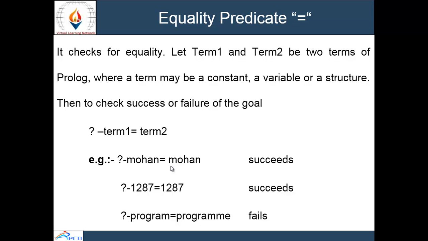Next are the equality predicates. They check equality. Let term 1 and term 2 be two terms of Prolog, where a term may be a constant, a variable or a structure. To check the success or failure of the goal, we give term 1 and term 2. If we want to check the equality of these two terms, Mohan and Mohan, it succeeds; 1287 and 1287 succeed; program and program, though both are words with different spelling, so it fails.